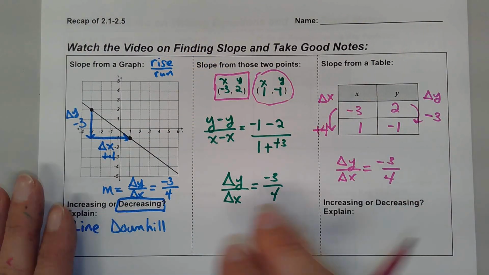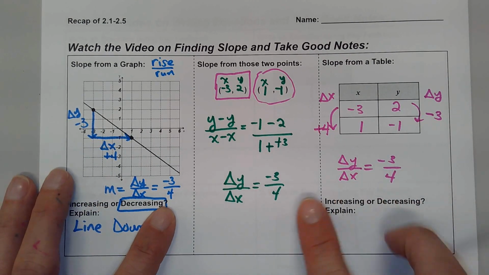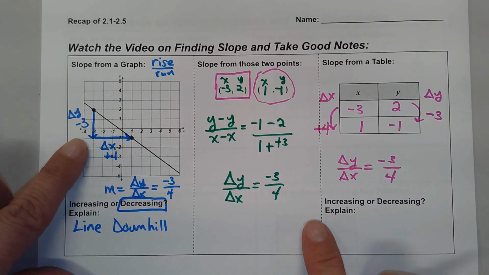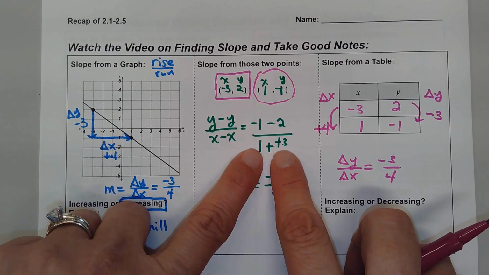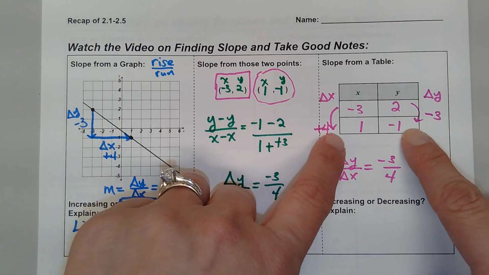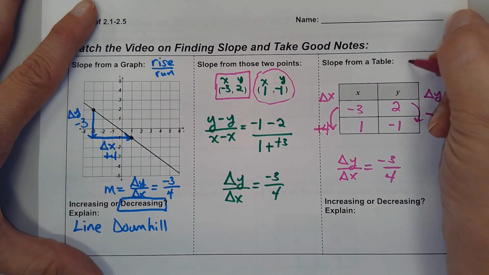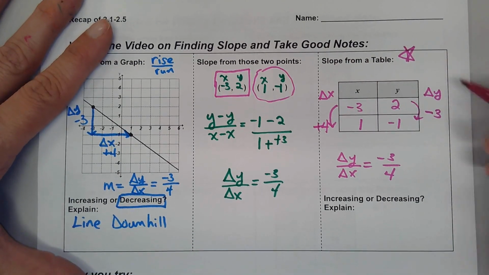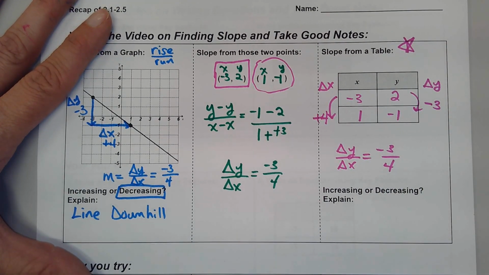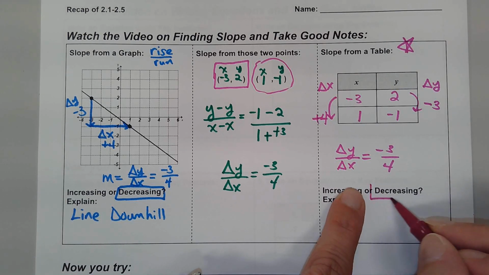And you can see how no matter how you did the slope, we got the same answer. You can do rise over run on a graph, you can use the formula, or you can put things into a table. Okay, I'm going to star this one. This is most students' favorite technique, putting stuff into a table. This line would be decreasing.